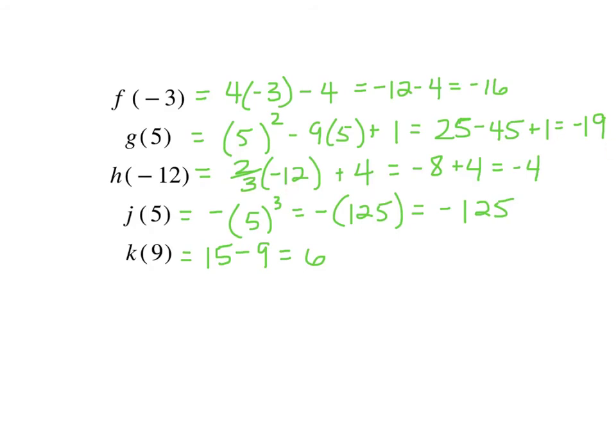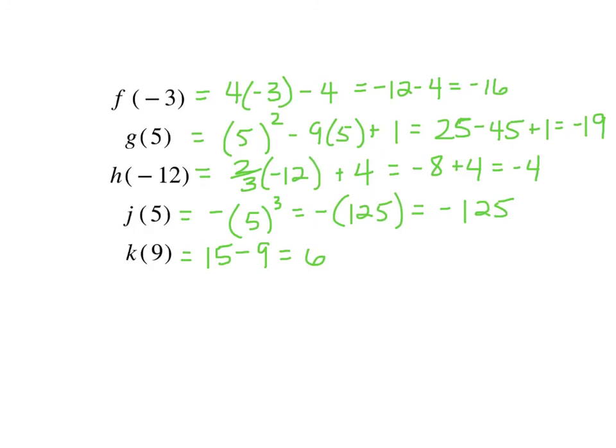This is h of negative 12, so 2/3 of negative 12 is negative 8. 1/3 of 12 will be 4, and it's negative, so negative 4. 2/3 then would be double that, would be negative 8. Plus 4, negative 4 is the answer. And then the next one, j of 5, the opposite of 5 to the 3rd power. So I asked you to think about this one. This one does something interesting.